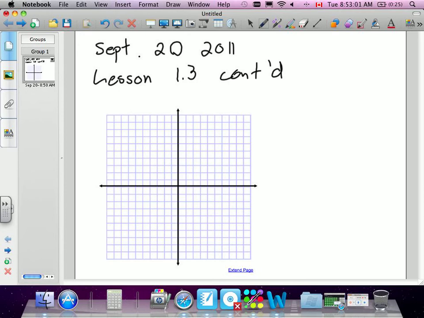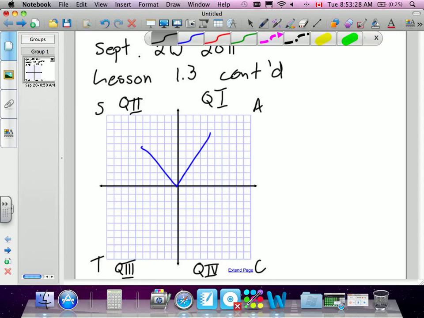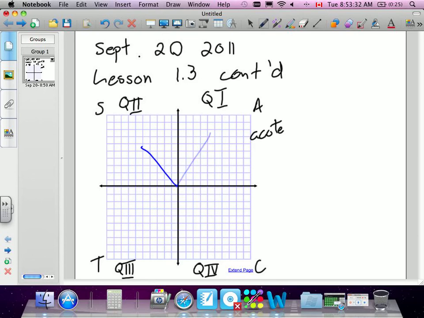So, just to recap, if you guys remember, we had CAST, our caste system. This is quadrant 1, quadrant 2, quadrant 3, and quadrant 4. So, we're specifically working on angles that fall in quadrant 1 and quadrant 2. So we're working on acute and obtuse angles. Acute angles fall in quadrant 1 and obtuse in quadrant 2.